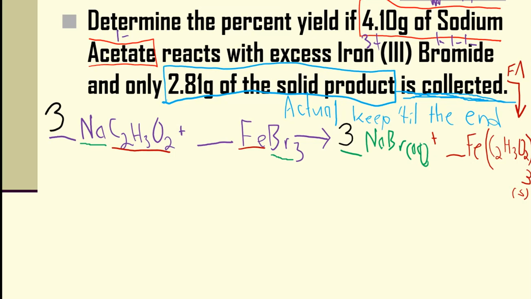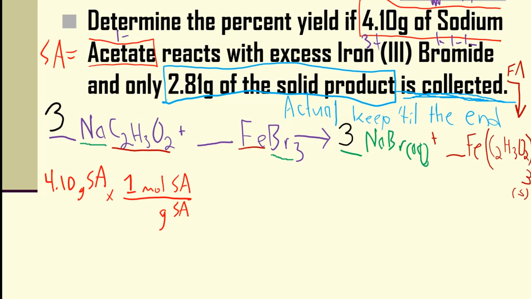Everything else works out. Now, I'm going to start the problem with what it told me in the problem, and that is not the actual yield. So that is the 4.10 grams of sodium acetate. Now I'm just going to call sodium acetate SA, so that way I can make it quicker. I'm going to take that and bring my grams of sodium acetate down. I'm going to change that to moles of sodium acetate.